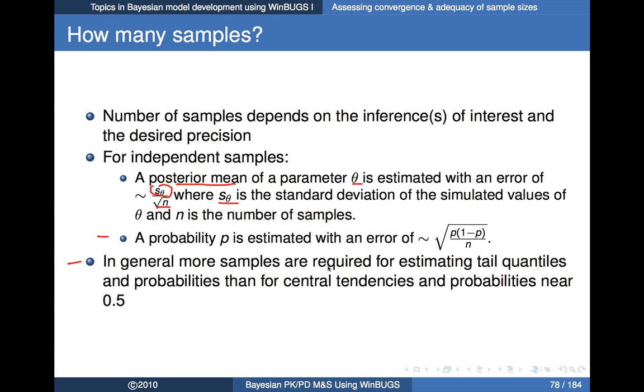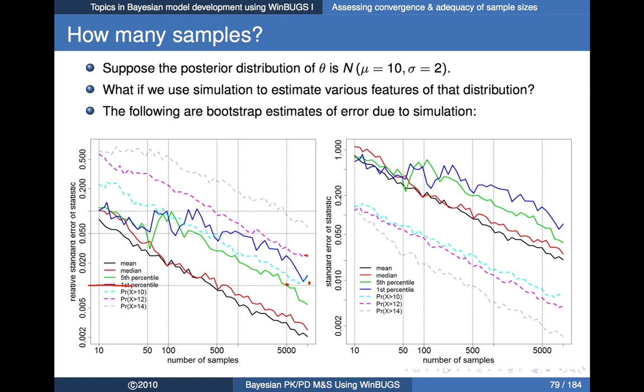Now in general, more samples are going to be required for estimating tail quantiles and probabilities than you need for central tendencies and probabilities that are near 0.5. So for example, if your inferences are almost all going to be based on a posterior mean or median, that requires fewer samples for good accuracy than if your inferences are going to depend on, say, a tail probability. And so you have to consider that. And we can illustrate that with an example here.